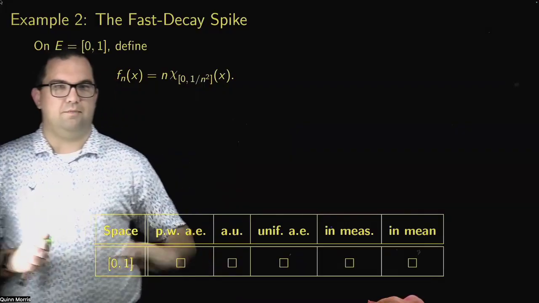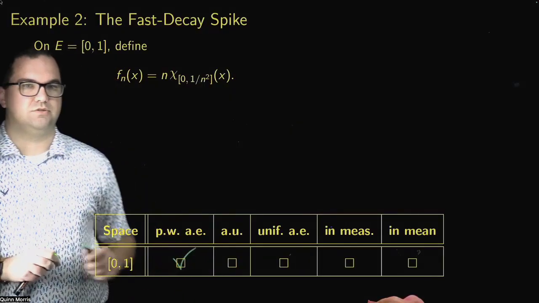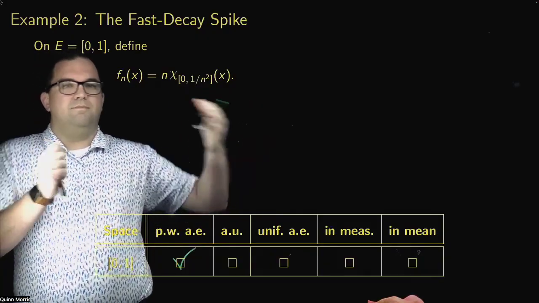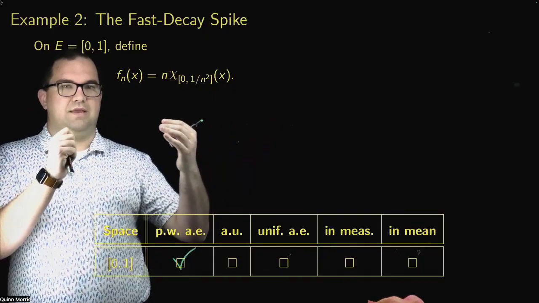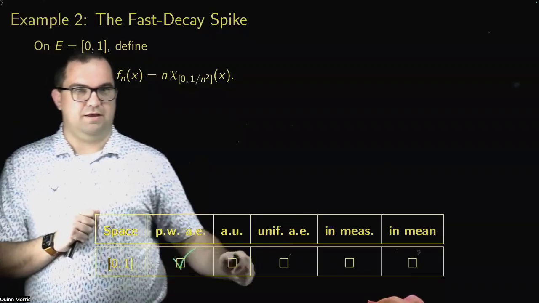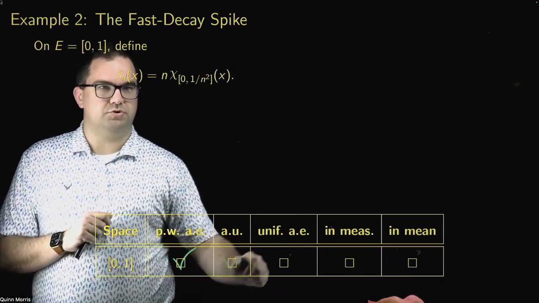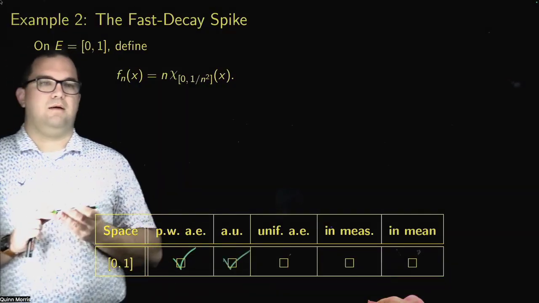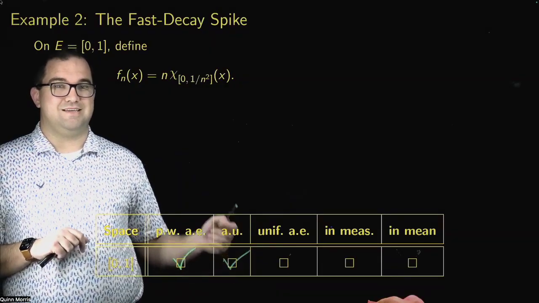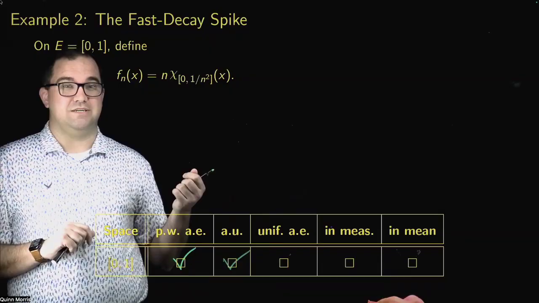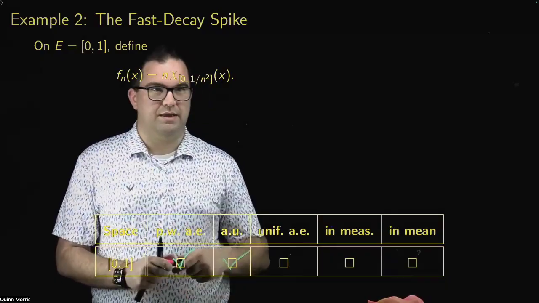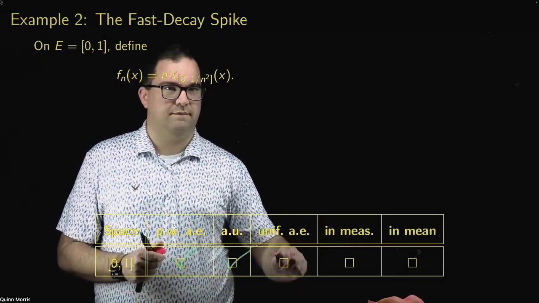So great, I get pointwise almost everywhere convergence. I get almost uniform convergence. That same argument from before: take any interval 0 to epsilon. If you remove it, you get uniform convergence on that interval. So almost uniform convergence, check. You still do not get uniform almost everywhere convergence. Again, same problem. You need to really remove a neighborhood around 0, but that set has positive measure. So we don't get uniform almost everywhere convergence.